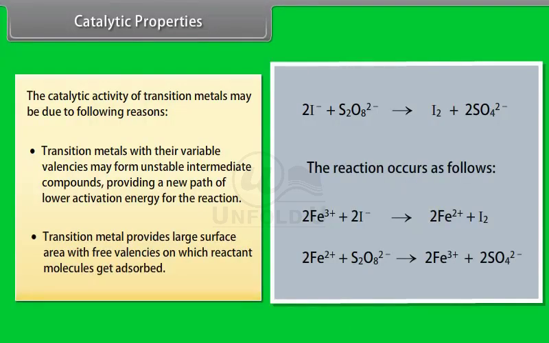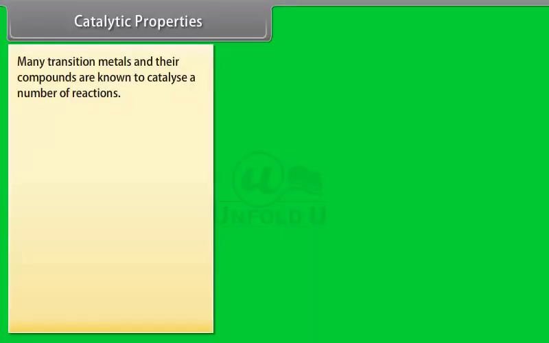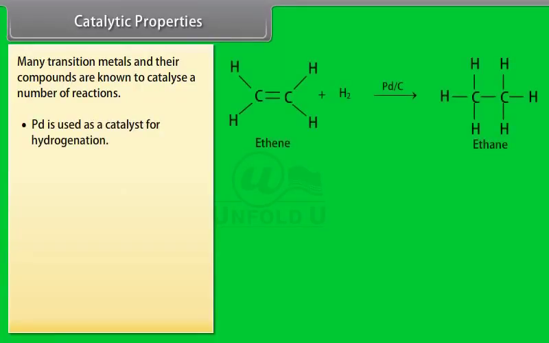Transition metal provides large surface area with free valencies on which reactant molecules get adsorbed. This has the effect of increasing concentration of reactants on catalyst surface and also weakening of bonds in reacting molecules. Many transition metals and their compounds are known to catalyze a number of reactions. For example, palladium is used as a catalyst for hydrogenation.